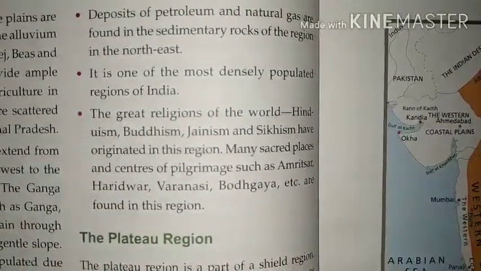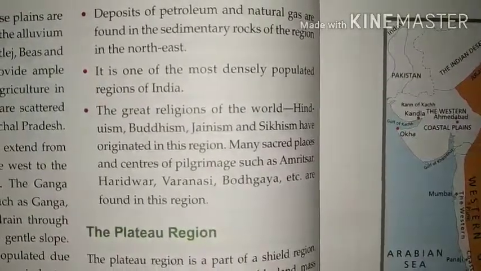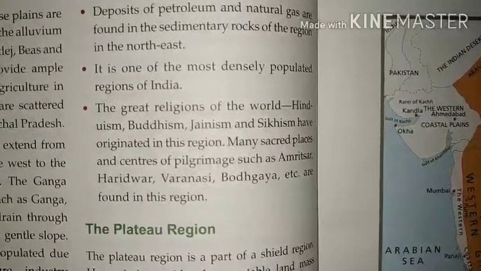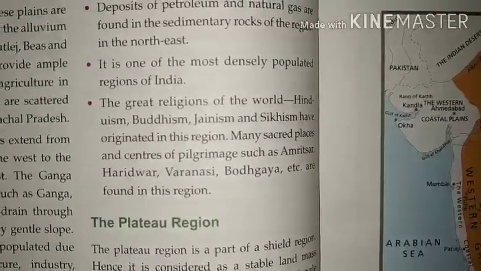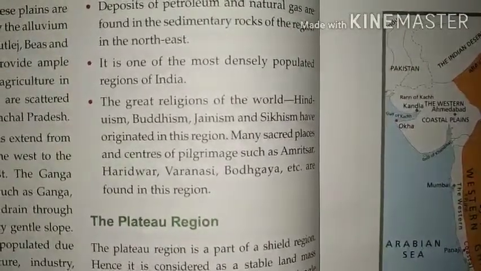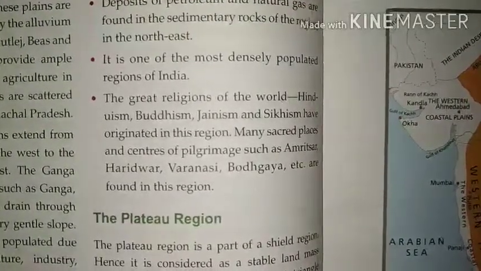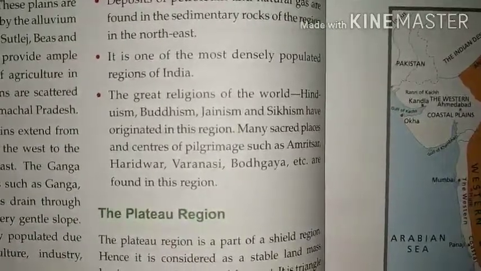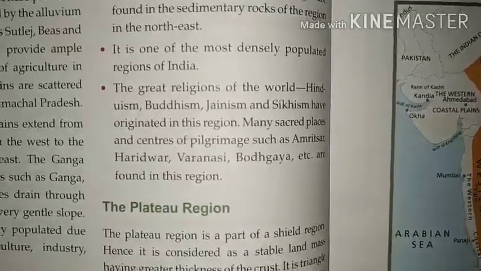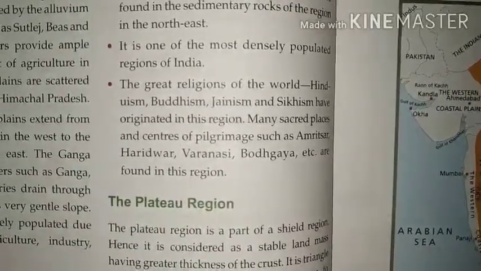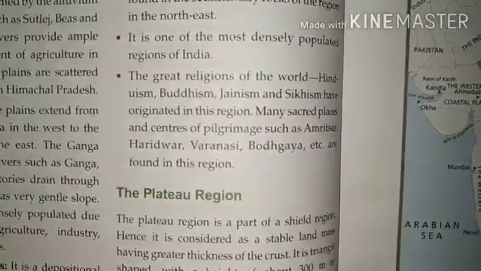It is one of the most densely populated regions of India, as we have discussed earlier, because of its fertility. The soil is very fertile, and also it is plain, that is why it is densely populated. The great religions of the world: it is known for the development of well-known religions of this world, like Hinduism, Buddhism, Jainism, Sikhism. Most of these religions developed in the northern plains. And many sacred places and centers of pilgrimage are also located there, like Amritsar, Haridwar, Varanasi, Bodh Gaya. So these are also found in this region.